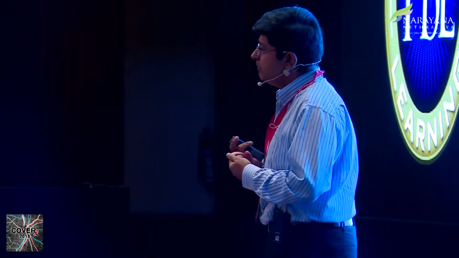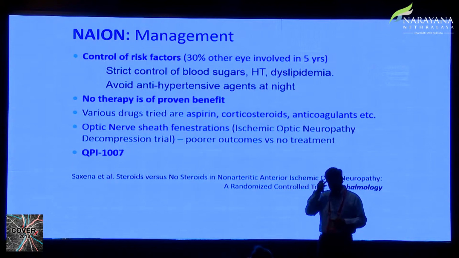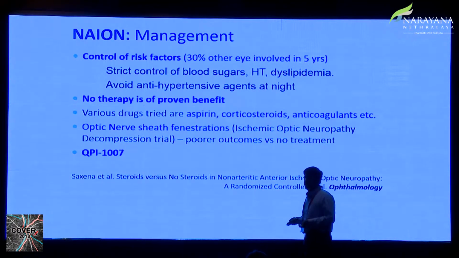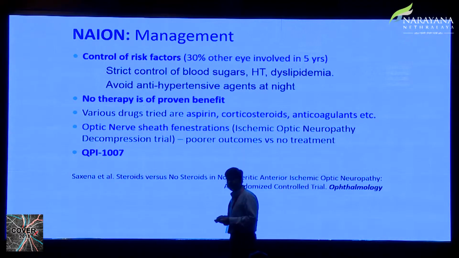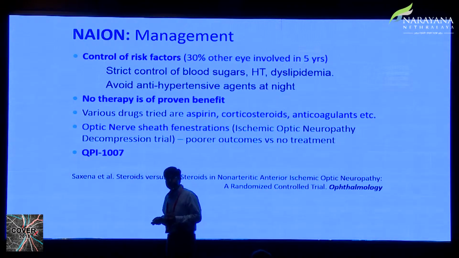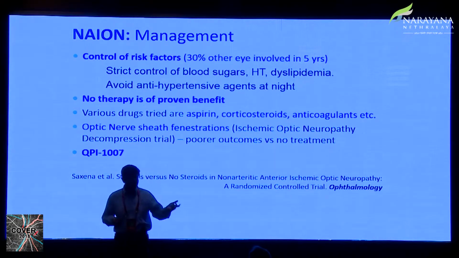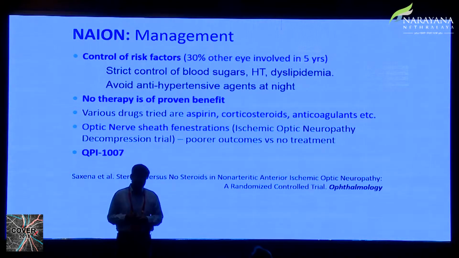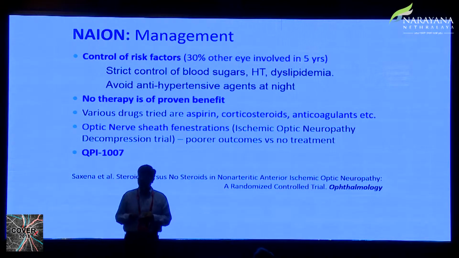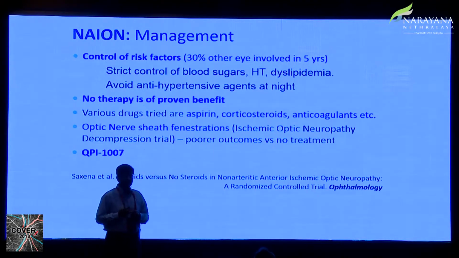Steroids were being used, and it was considered that in non-diabetics it may be helpful, but in a recent published study we did not find them to be effective. In fact, we found no difference between the ones we treated with steroids and those we did not. Optic nerve sheath fenestration is of course a no-no, and recently there is a trial ongoing, which is also happening in India, of QPI-1007, which hopefully gives us potential for treatment of NAION in acute conditions.